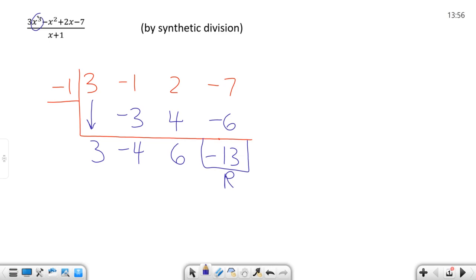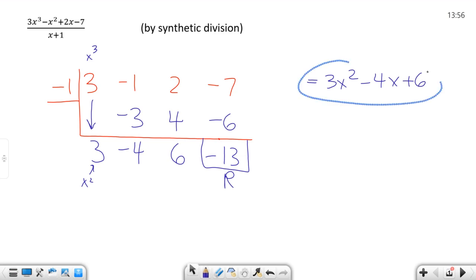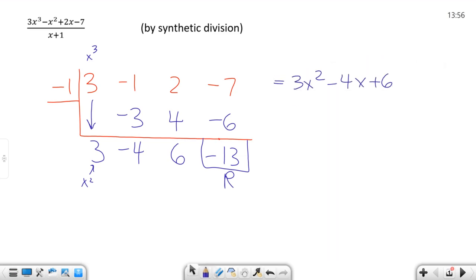So we started with x to the third power. That's what this represented. We divided by x. This means this is x squared. So this is x to the third, this is x squared. So my answer here is going to be 3x squared minus 4x plus 6. Didn't give myself enough room, so give me just a second here. And then it's going to be a negative remainder, so minus 13 over what I divided by, x plus 1.